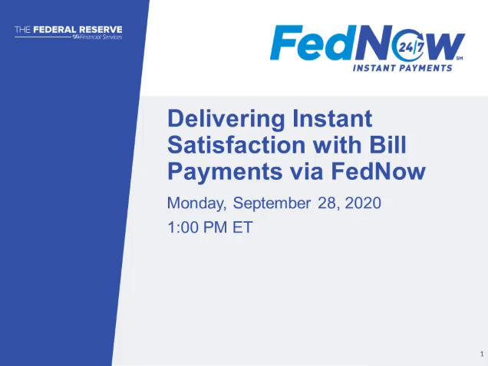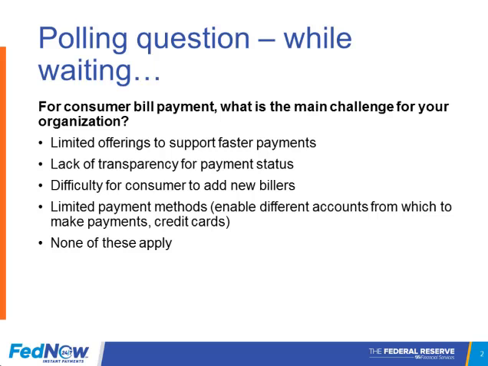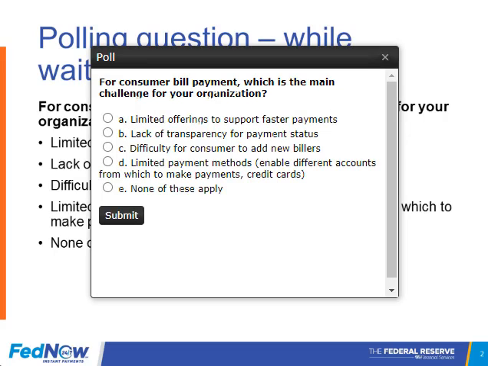You should see the polling question pop up on the webinar player page. I'll read the questions and options for you and give you some time to take and note your response. The polling question asks, for consumer bill payment, which is the main challenge for your organization? Your options are A, limited offerings to support faster payments, B, lack of transparency for payment status, C, difficulty for consumer to add new billers, D, limited payment methods, enable different accounts from which to make payments, credit cards, and E, other.